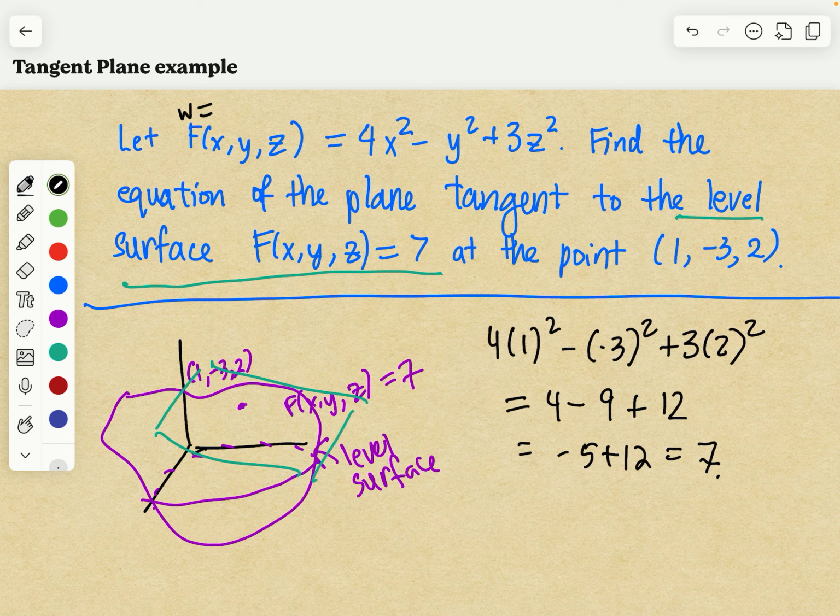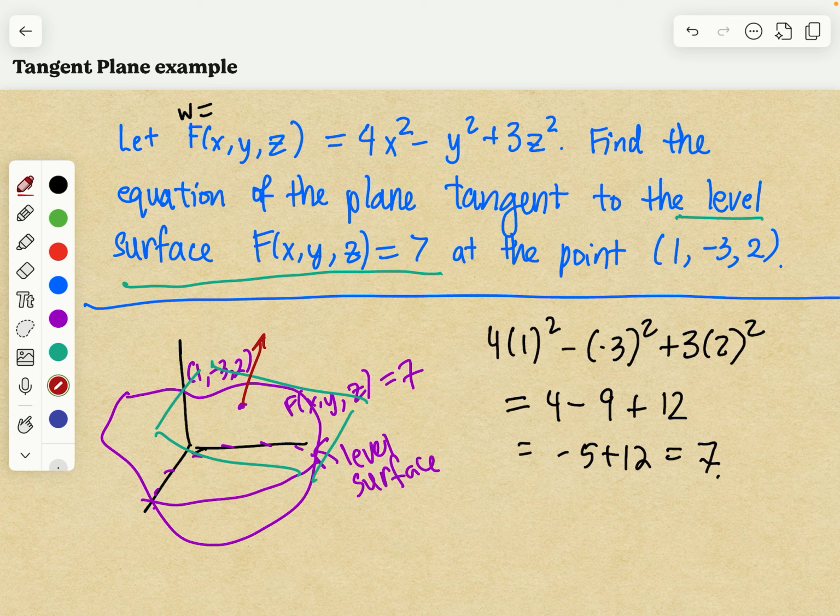Now the key fact you need is about the gradient. Remember, what do you need to find an equation of a plane? You need a point on the plane and you need a normal vector to the plane. You need to find a vector that's orthogonal to the plane, sticking straight out, perpendicular to the plane. That's the vector you need to find. That's the normal vector to the plane.